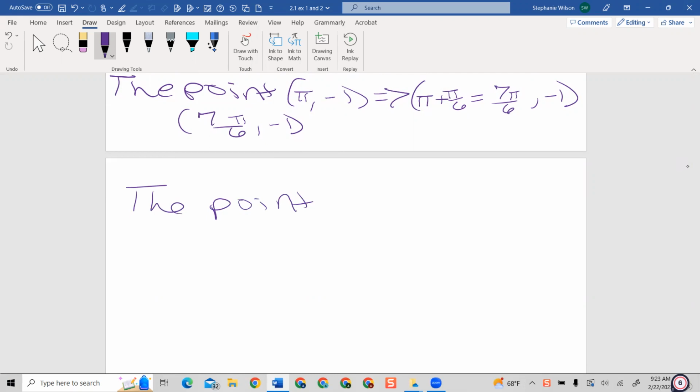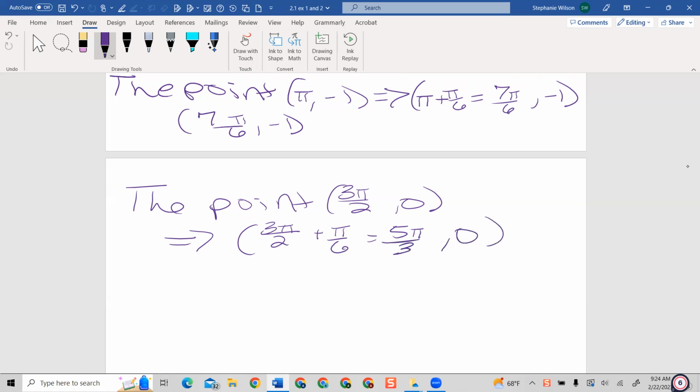So they said, okay, what if it was 3 pi over 2, 0? Let's find it. I'm going to take that 3 pi over 2, add on the phase shift, and it gives me 5 pi over 3, 0.